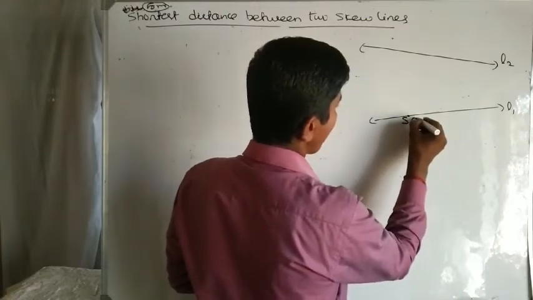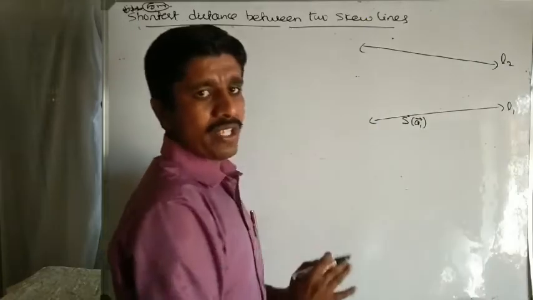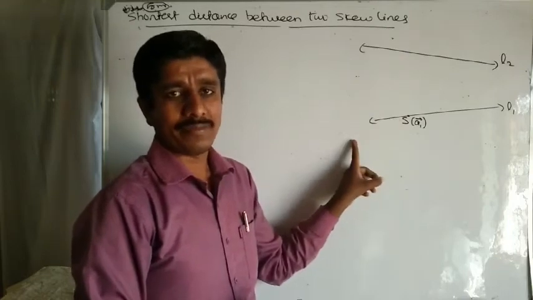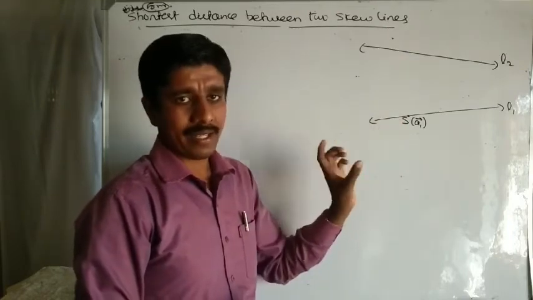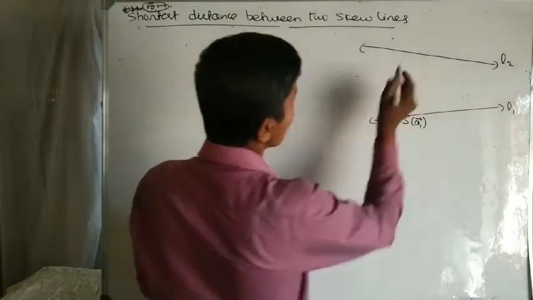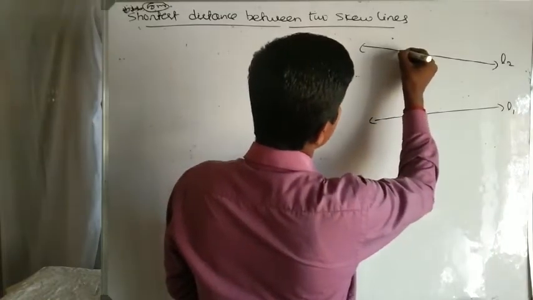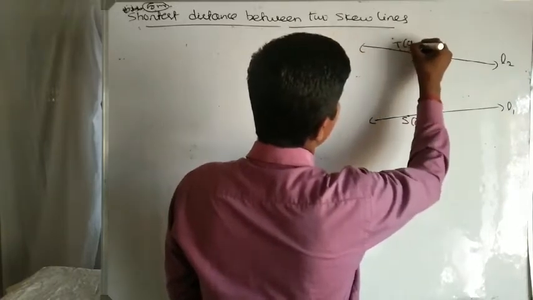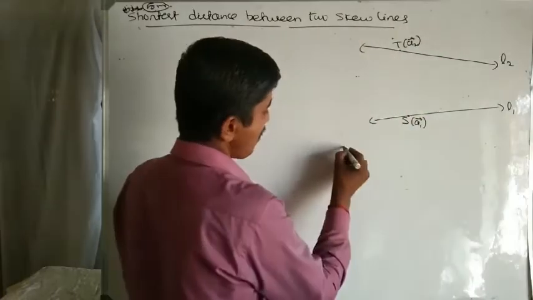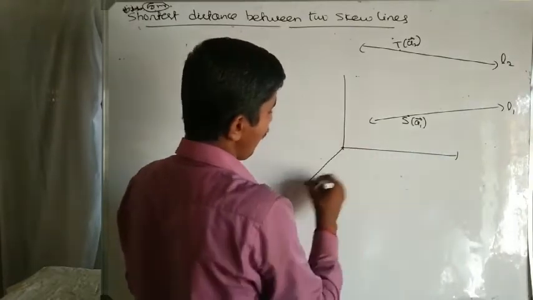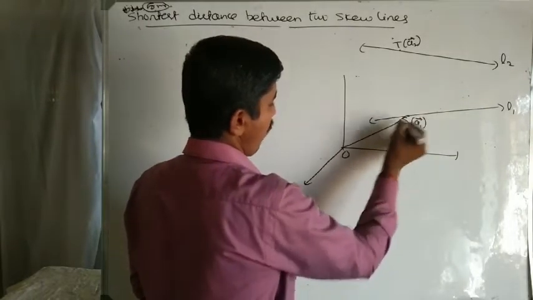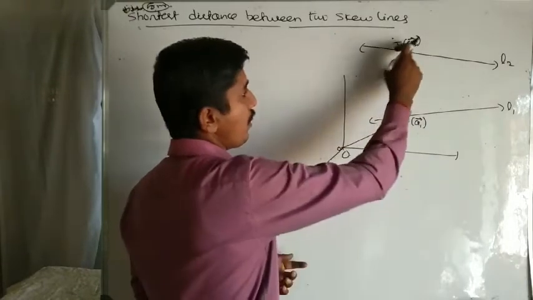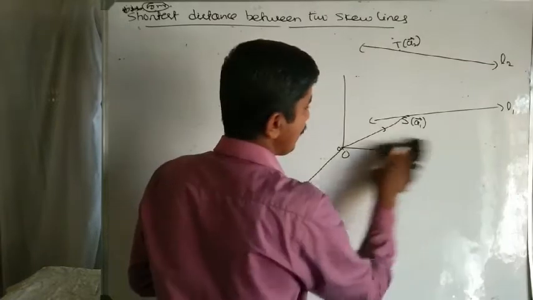Whose position vector take as vector A1. Position vector means the vector from the origin to your point. Take one point T on the second line L2, whose position vector is A2. Suppose this is the origin. This is the position vector of point S. This is vector OS, denoted vector A1. Similarly, vector OT is denoted vector A2.